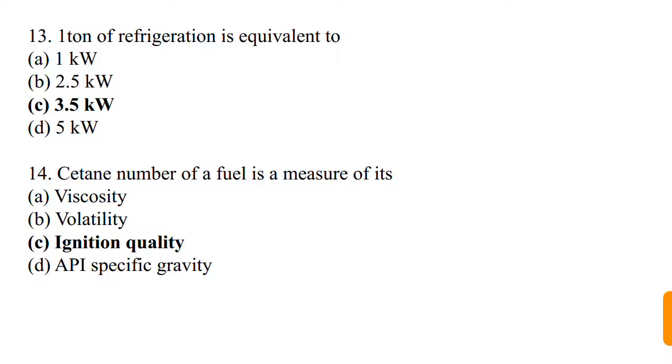And in question number 14, cetane number of a fuel is a measure of its ignition quality. We use cetane number because of the ignition quality. We can define ignition quality with the help of cetane number. So guys, the correct option for this question is option C, ignition quality.